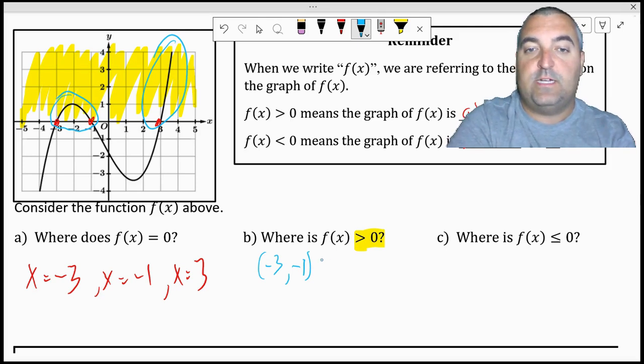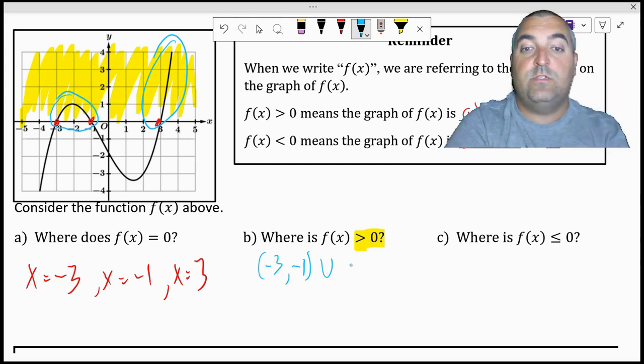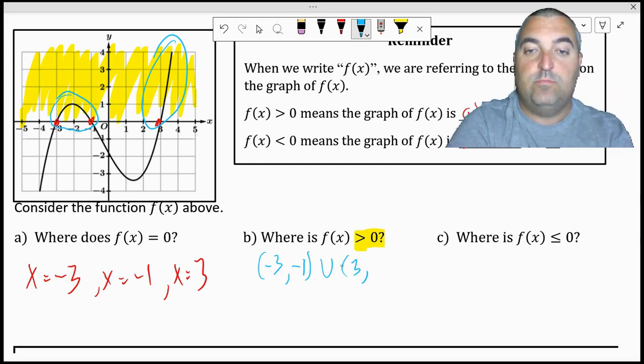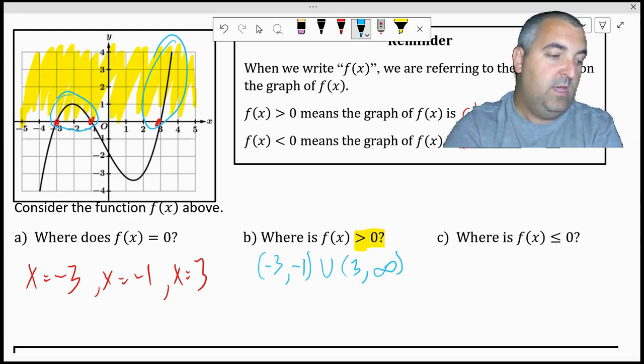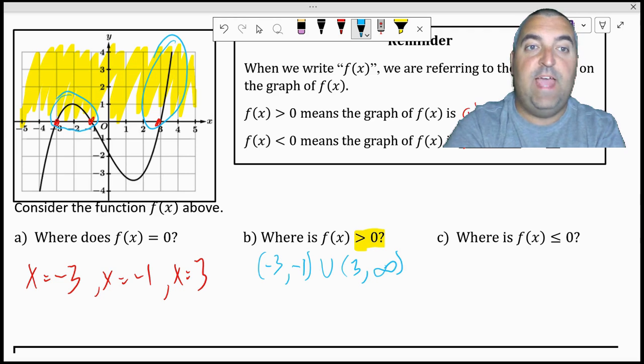The second section, so we have a second answer, so I'm going to put that union symbol. It starts at 3, and again, we don't include it because it's greater than, not greater than or equal to, and then it just goes on forever because this graph does go to the edge, so we assume it just keeps going. And that would be our answer for this one.